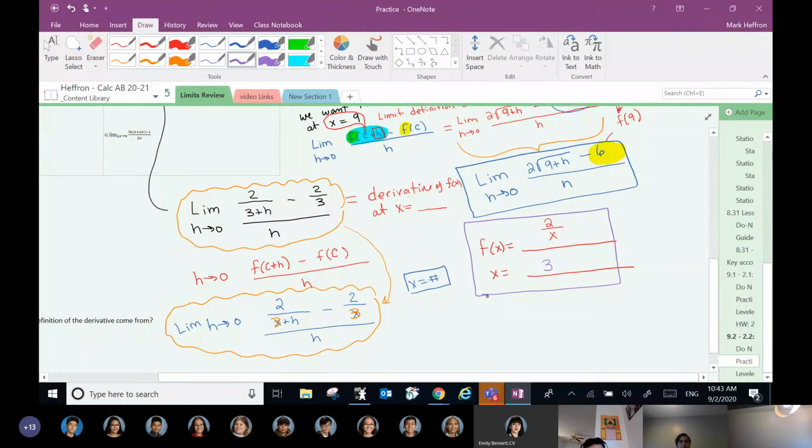I have a question, sir. Yes, I love it. Questions? How come the h for 2 over 3 plus h, like why is it on the denominator?